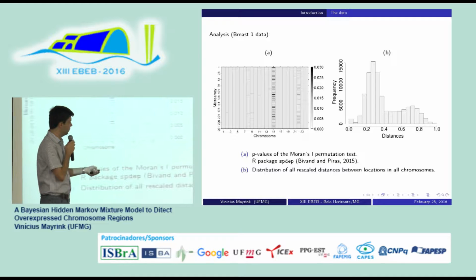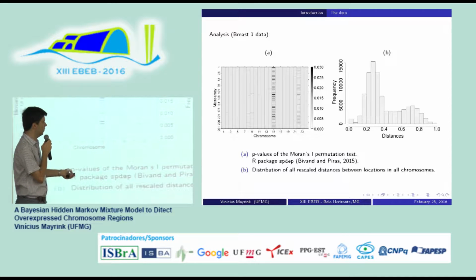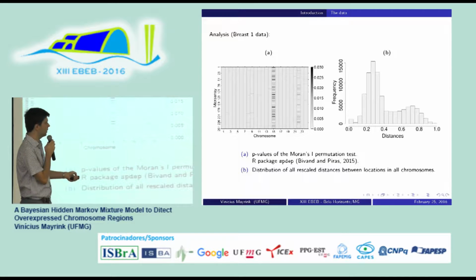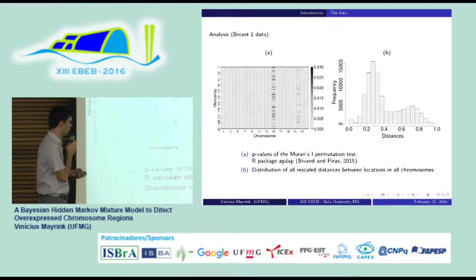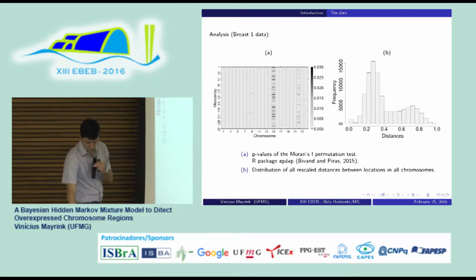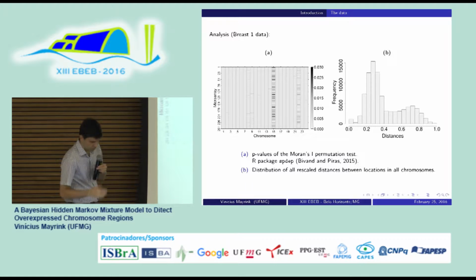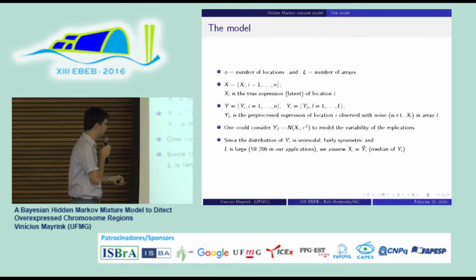I'm not sure if you can see, but here I have a histogram indicating the behavior of the distances in the new scale from 0 to 1. We have a group concentrated here, and another one in between 0.6 and 0.8. So those are going to be used as covariates.